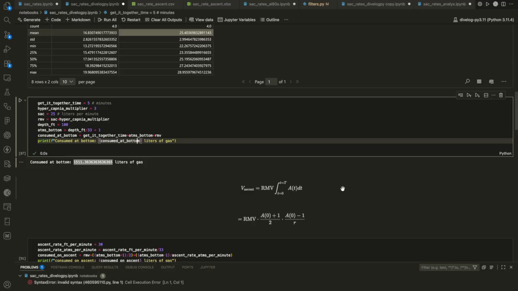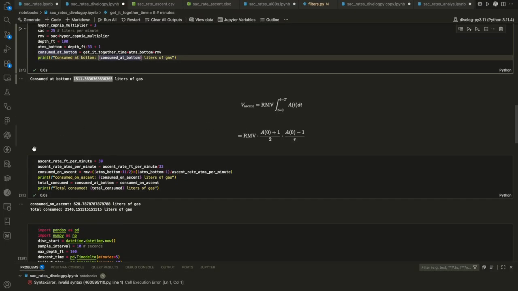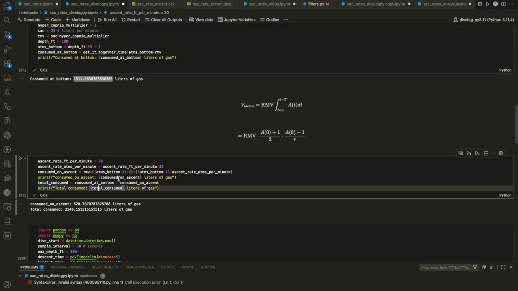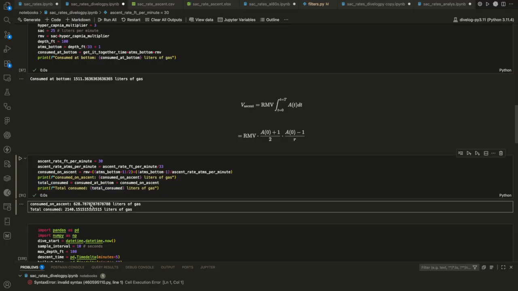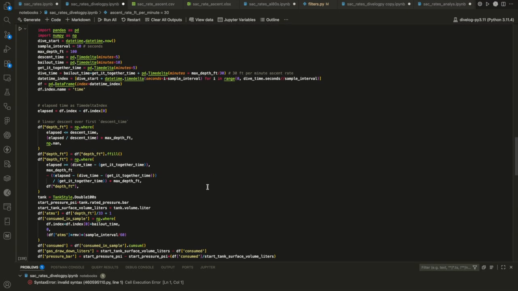So that's something that I'm gonna come back to at some point, but it wouldn't be linear if, for example, you're traveling horizontally to get out of a cave or of a wreck, or if you have safety stops and deco stops, etc. Anyways, let's move on though. Here is a little formula that we do, basically solving this integral in our simple case, and we get that we consumed a total of 2,140 liters of gas.